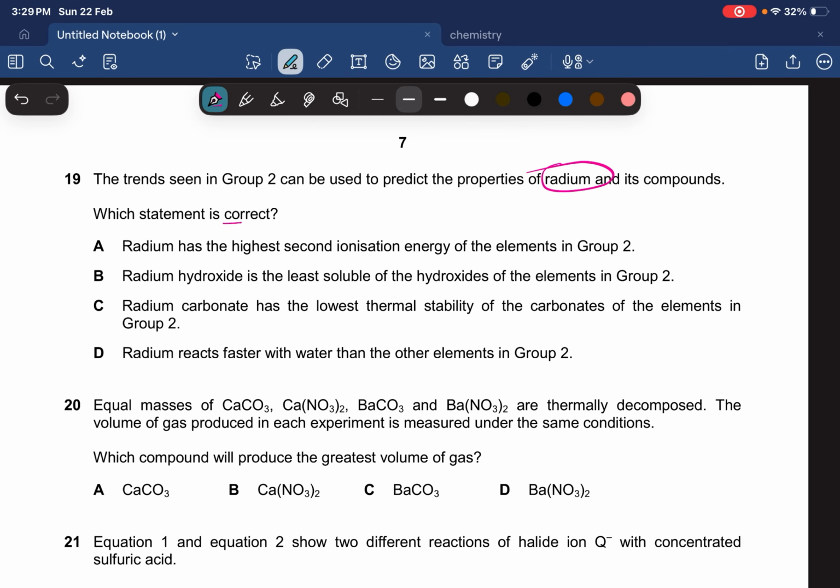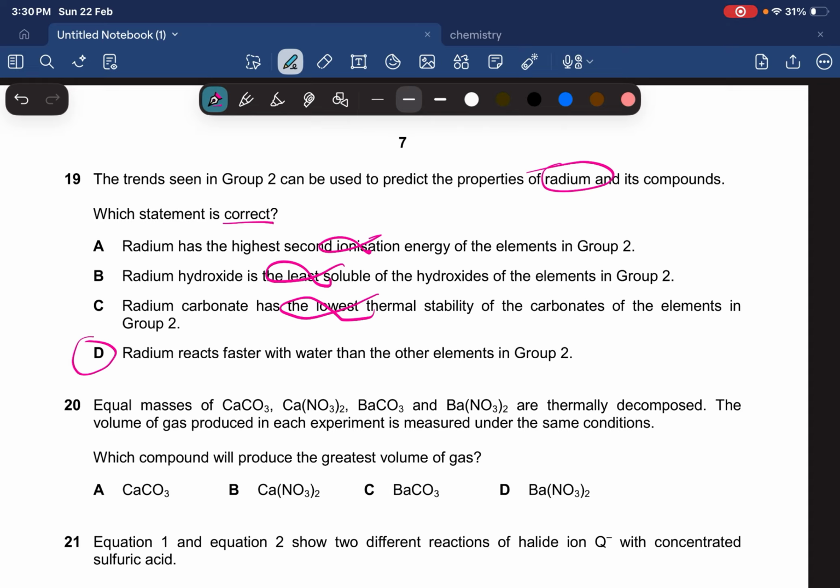Which statement is correct? Radium has the highest second ionization energy. It has the lowest ionization energy in group 2. Why? Because it's at the bottom, and the more you go down group 2, the lower your ionization energy gets. Radium hydroxide is the most soluble. Radium carbonate has the lowest, highest. Radium reacts faster with water than other group elements. Yeah, that's going to be correct, because down the group the reactivity increases, and when your reactivity is increasing, you're going to react faster.